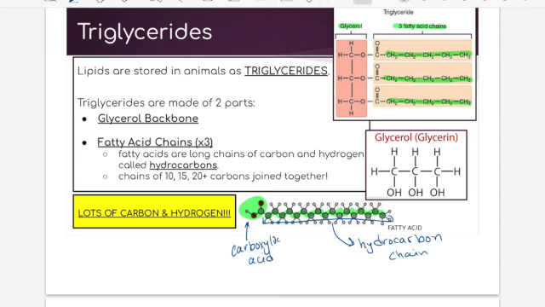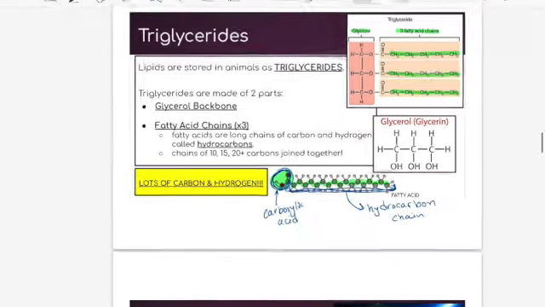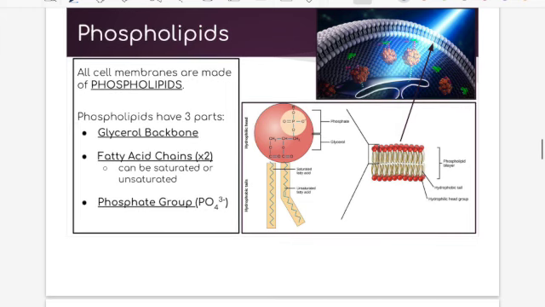And this is what makes it nonpolar, right? So even though it looks like this might be making it polar because of these 2 oxygens here, this long chain of carbon and hydrogen is very nonpolar. So overall, it's nonpolar.